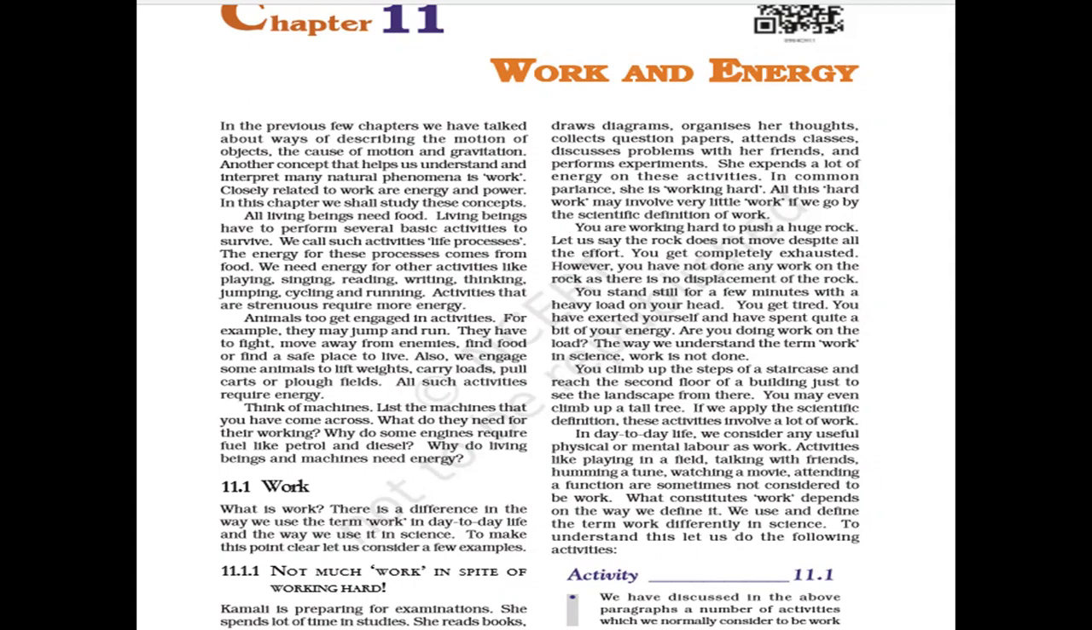You must have heard that you are studying for examination, spending a lot of time reading a lot of books, maybe drawing diagrams, organizing your thoughts, collecting question papers, attending classes, discussing with friends, performing experiments. She or he will expend a lot of energy on all these activities. So you'll have heard that so and so girl or boy is working very hard in the examination.